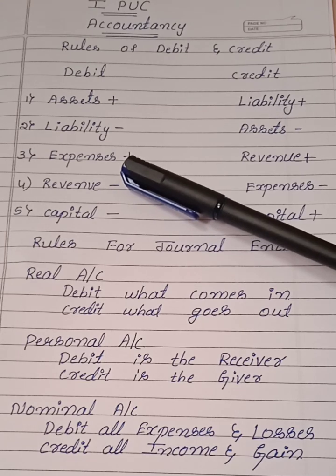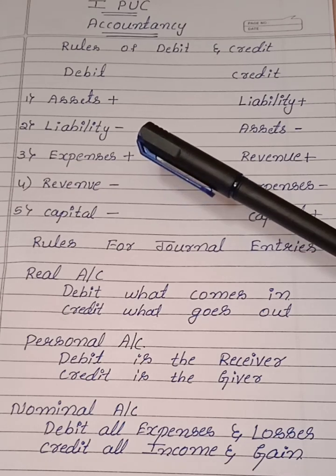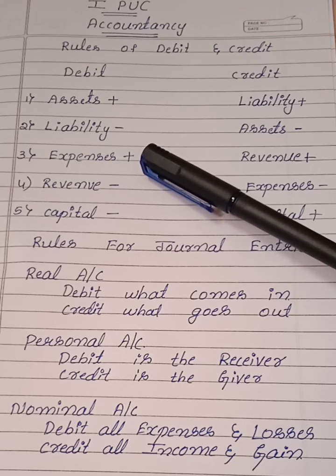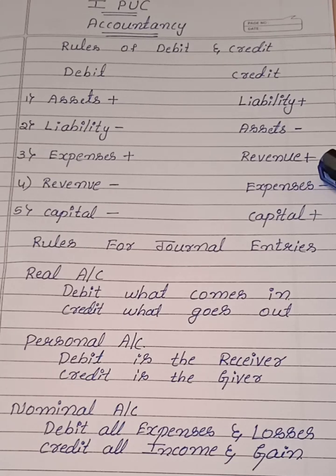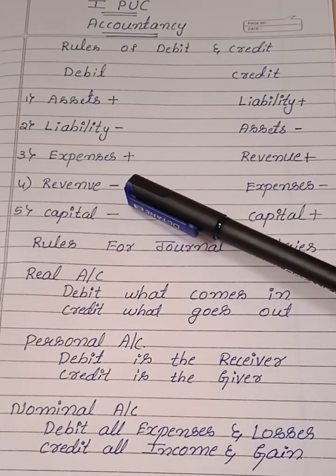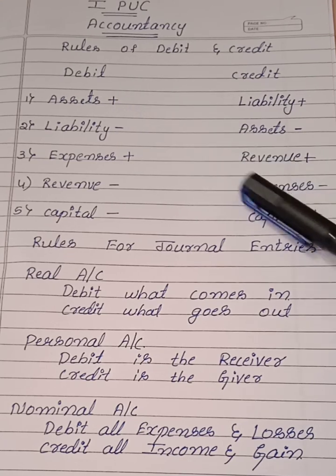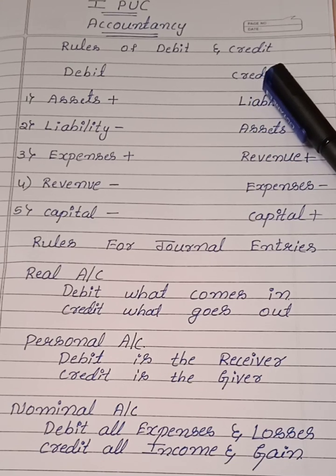Okay. And coming to expenses, if your expenses are increasing, you have to record that into debit. For example, if you are purchasing something, purchase is an expense for us, so you record it into the debit side. And if revenue increases, if you are doing sales, whether cash sales or credit sales, that increases the revenue, so you record it in the credit side. And if revenue decreases, you record it into the debit side. And if expenses decrease, you record it into the credit side.